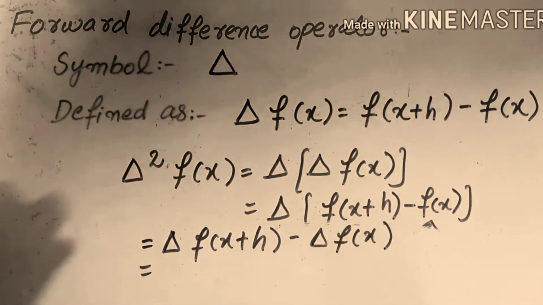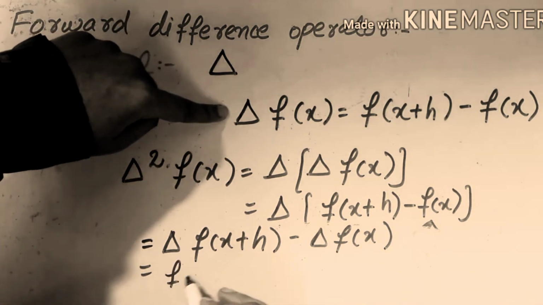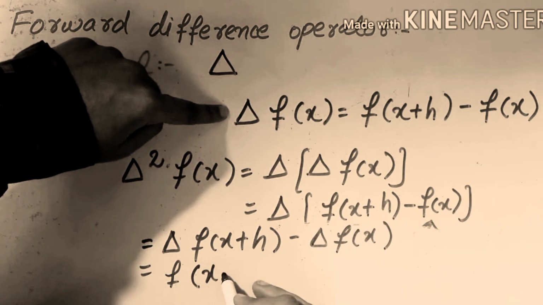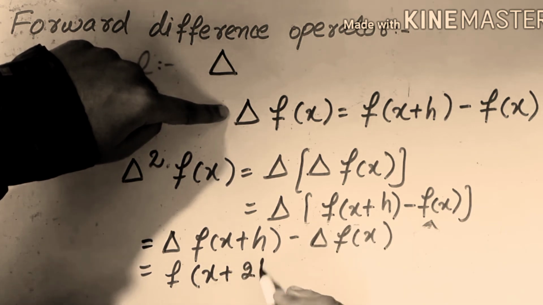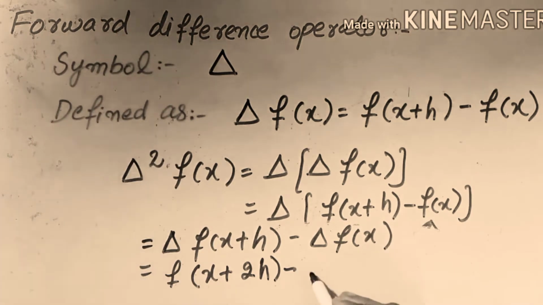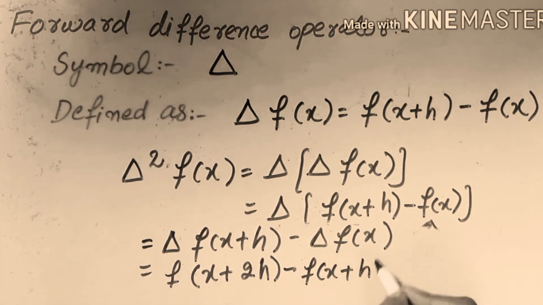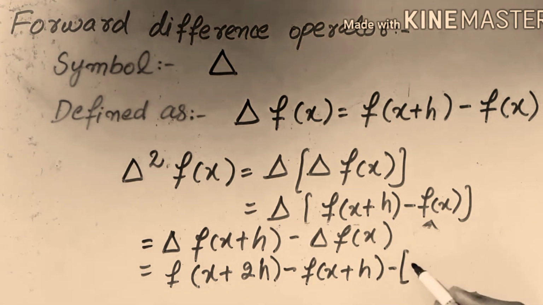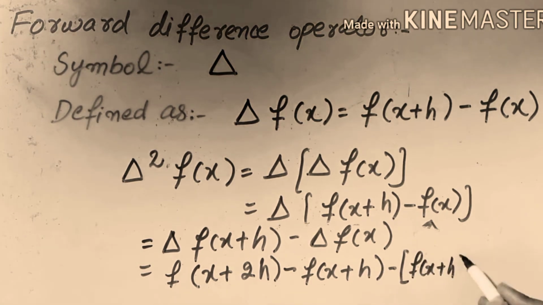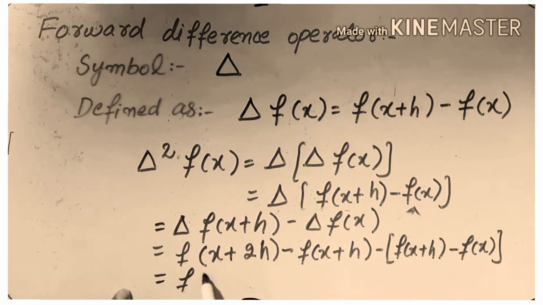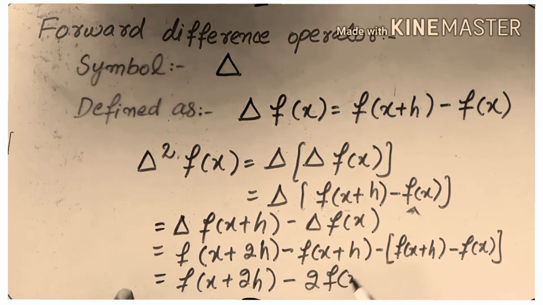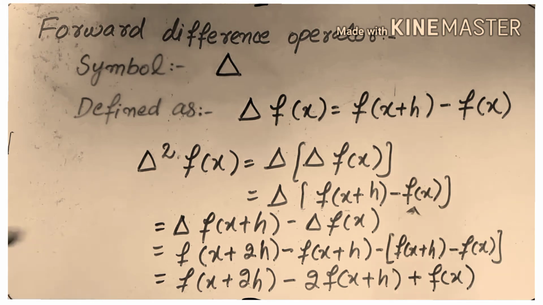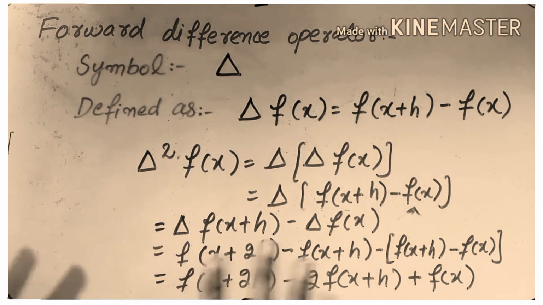So by following this, since it was x plus h, it becomes f of x plus 2h minus f of x plus h, and this becomes f of x plus h minus f of x. So by simplifying this, it becomes f of x plus 2h minus 2 f of x plus h plus f of x. So this is our forward difference operator, and that's how it works.